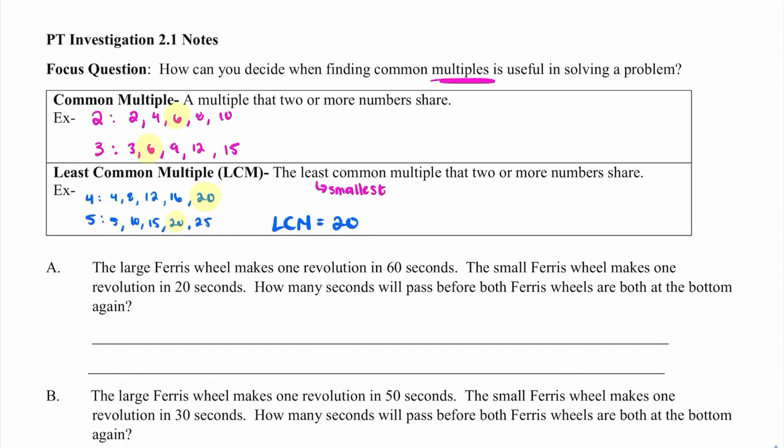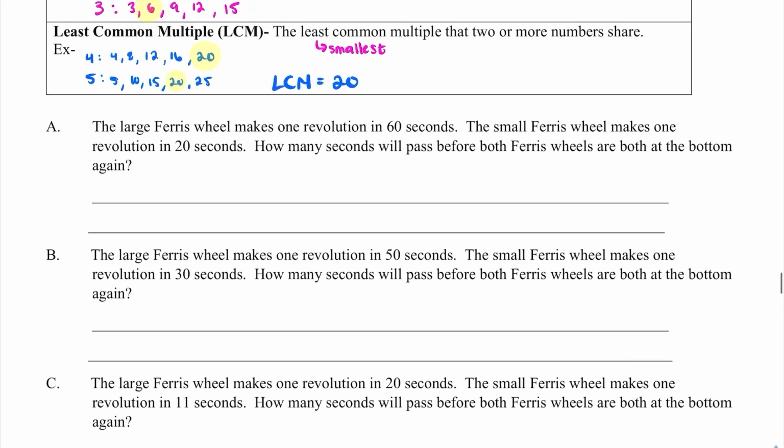With that, we're going to answer some problems all regarding least common multiples. If we read this problem, it says the large Ferris wheel makes 1 revolution in 60 seconds. The small Ferris wheel makes 1 revolution in 20 seconds. How many seconds will pass before both Ferris wheels are at the bottom?